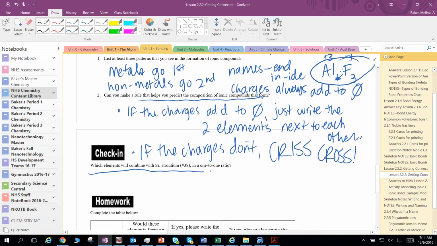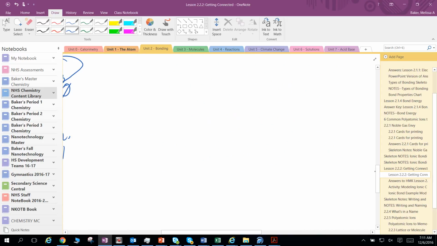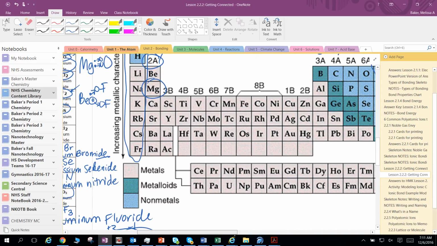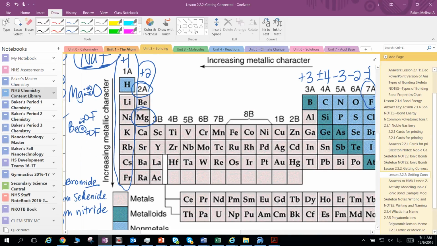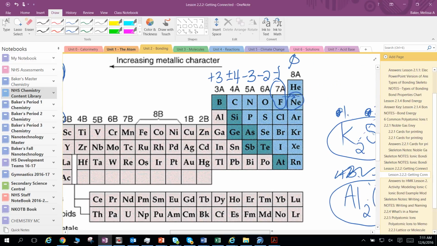Let's do one more. Who are the perfect soulmates for strontium? Meaning they'll combine in a 1-to-1 ratio. So let's find strontium here. It's in group 2A. That means it wants to lose 2 valence electrons. Is there a group over here that wants to gain 2 valence electrons? Sure. All of group 6A would be perfect soulmates for that strontium because they all want to gain 2 electrons. Now you should be able to do that homework.